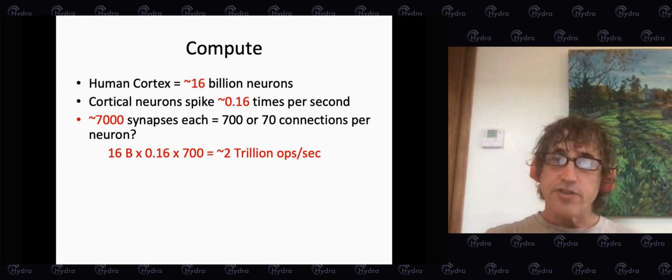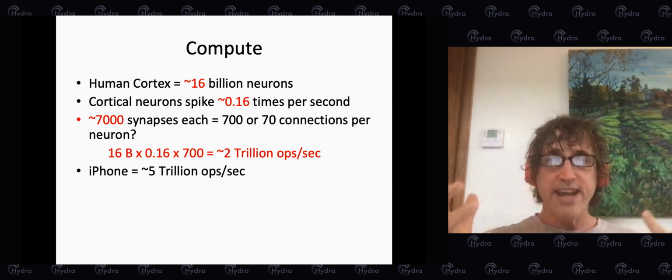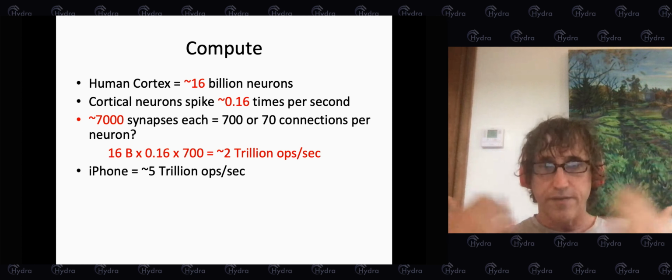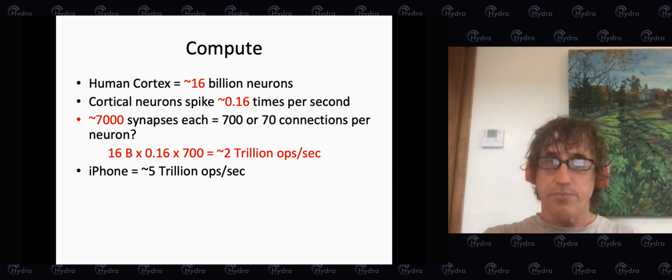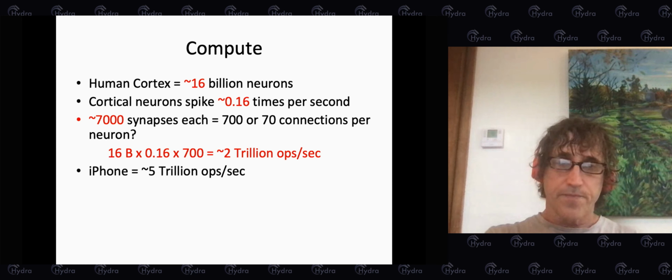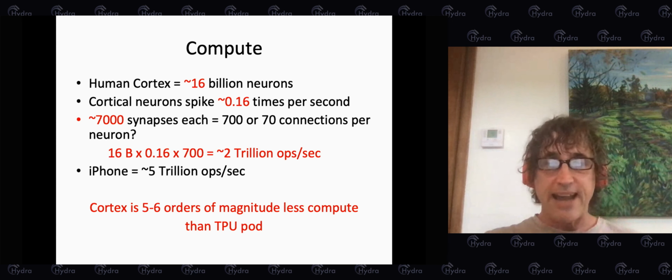What's 2 trillion operations per second? Well, it is less than what an iPhone does. So your brain, your cortex, when you're thinking, when you're firing, when you're looking at things, does less than a cell phone of compute. So it is 5 to 6 orders of magnitude less compute than the TPU pod. If the TPU pod is our image of a brain, then it's 5 to 6 orders of magnitude too much compute relative to what our brain does.